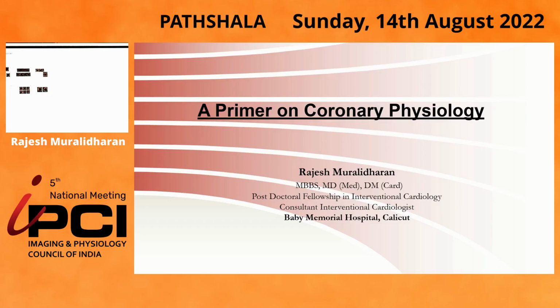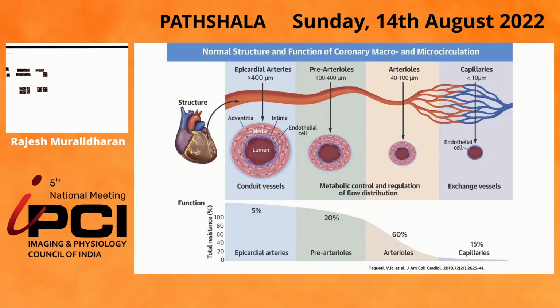I'll be dealing with the basics of coronary physiology. The human coronary artery system consists of the epicardial coronary arteries, which are a three-layered structure, mainly conduit vessels, and they offer minimum resistance to flow. These are the so-called epicardial coronary arteries, or the level 1 of resistance.